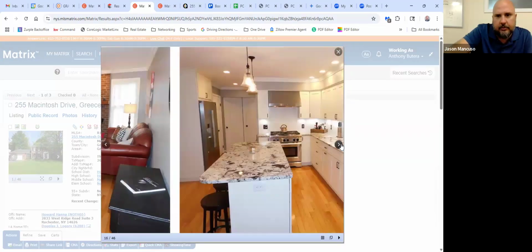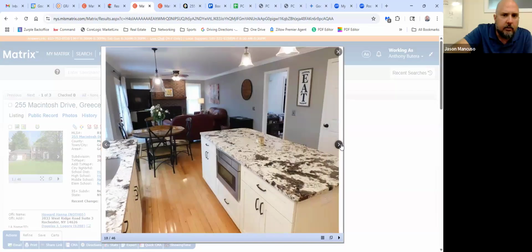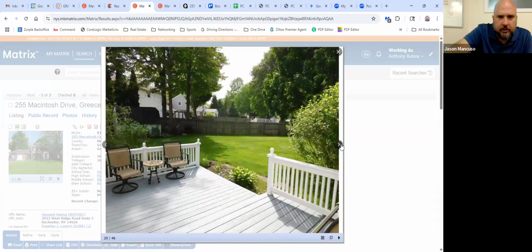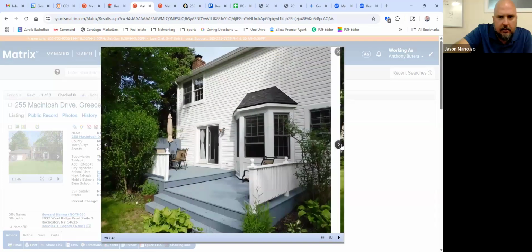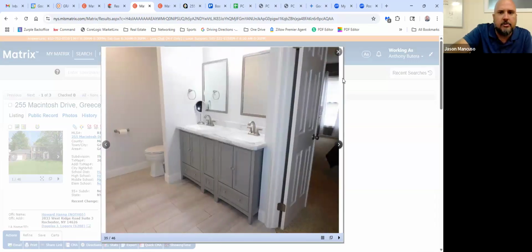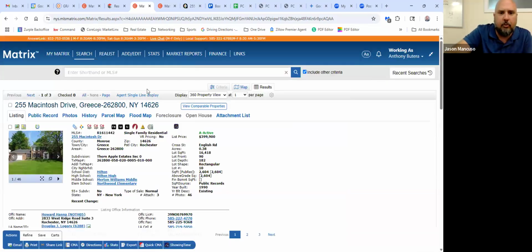And I would say pretty similar. Maybe this kitchen was a little more updated. Overall, here's the comp from a spec standpoint.